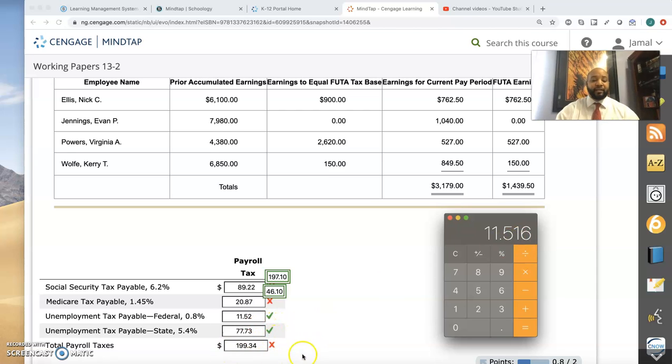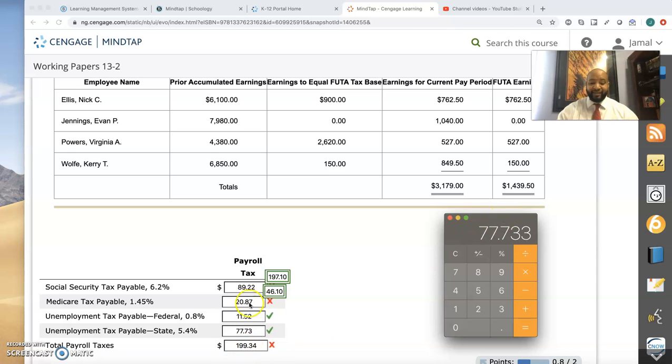Bingo. And then again, we have unemployment tax payable for the state, 5.4%. It uses the same tax base as the FUTA, so $1,439.50 times 0.054. $77.73, $77.73. We're doing great.